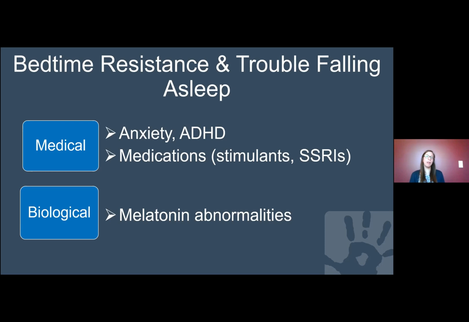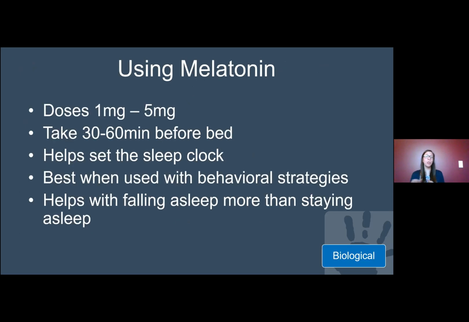And then the biological cause that I wanted to highlight. I think all of the biological causes play into all of these sleep problems, but for melatonin abnormalities and falling asleep, there's something we can do about it. So I wanted to be sure to mention it and highlight it in this section. So, using melatonin, a few guidelines for everybody. The doses that have been studied and found most helpful in children with autism are relatively low doses, about 1 to 5 milligrams or so.